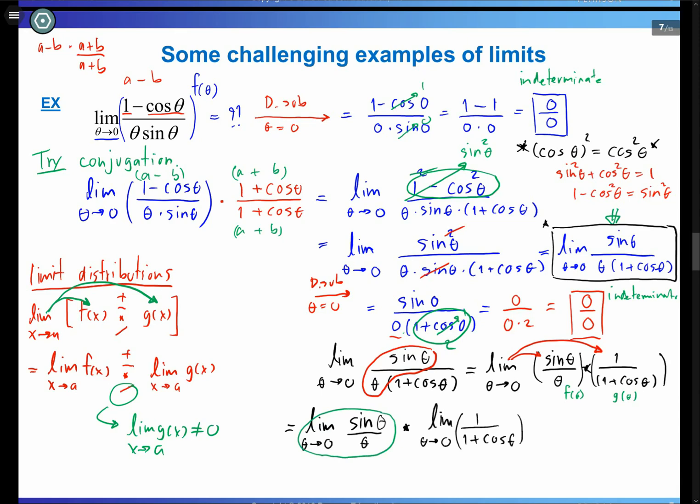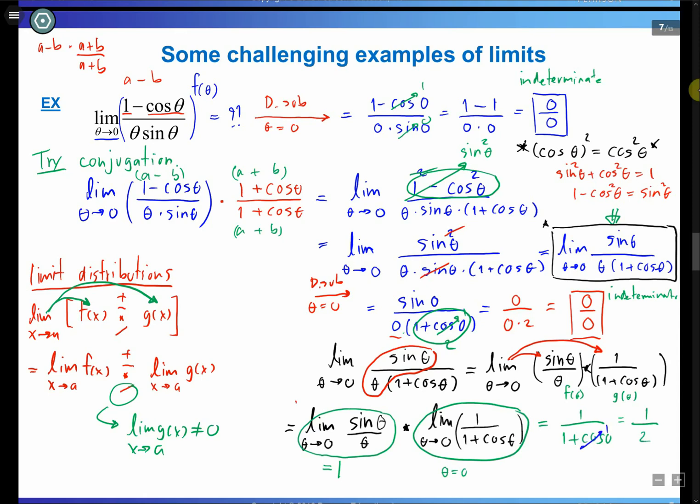Equal to 1. Now we need to work on the second one, and for this one I'm going to use direct substitution. We need to apply theta equal to 0 into this one right here. So let's try that. It's equal to 1 over 1 plus cosine 0. Cosine 0 is 1, so this is equal to 1 over 2, for the limit of the second subfunction.